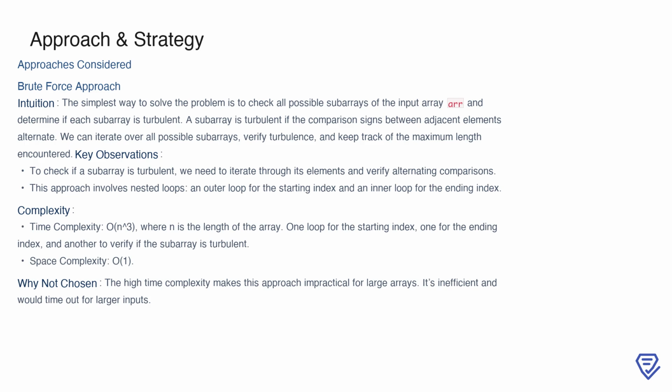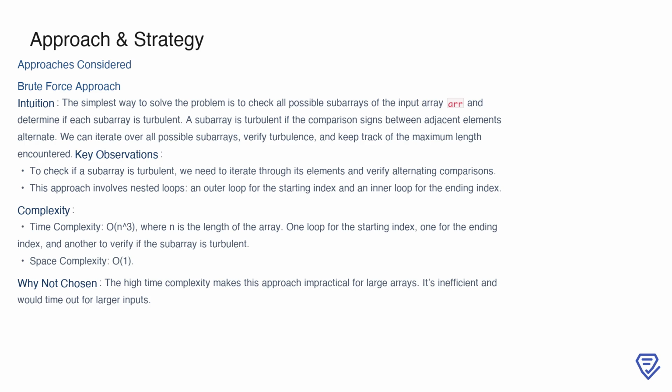To begin solving this problem, we considered the brute force approach. The intuition here is straightforward. We check every possible subarray in the input array to determine if it is turbulent. A subarray is turbulent if the signs of the comparisons between its adjacent elements alternate. To implement this, we would use two nested loops to iterate through all possible subarrays. For each subarray, we would verify if it is turbulent by iterating through the elements again to check the alternating comparison pattern. While this method is simple and easy to understand, it is computationally expensive.